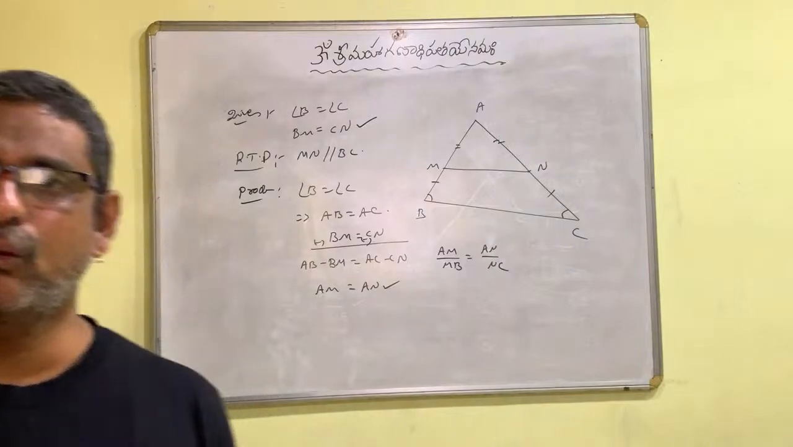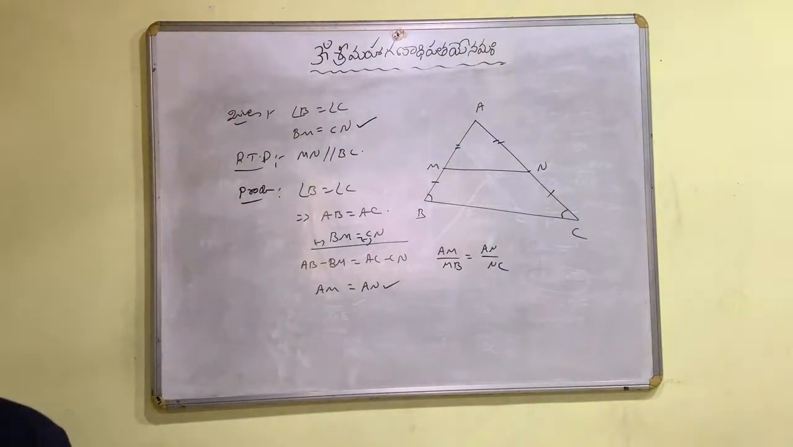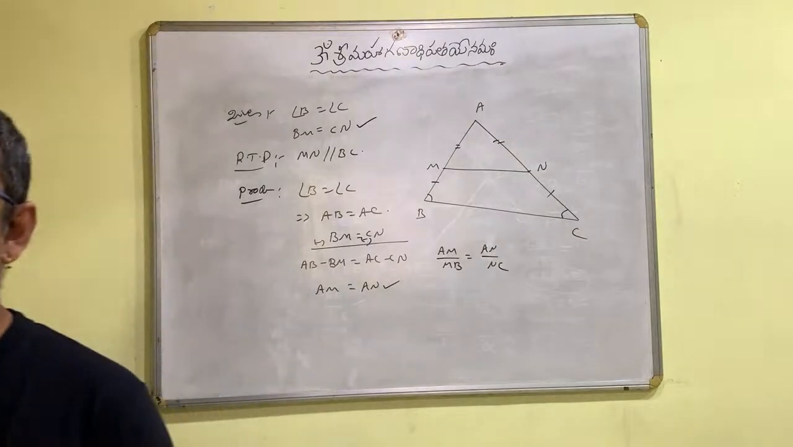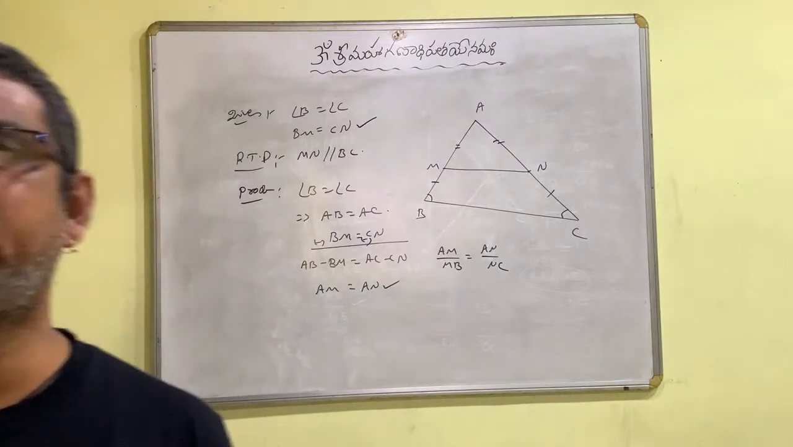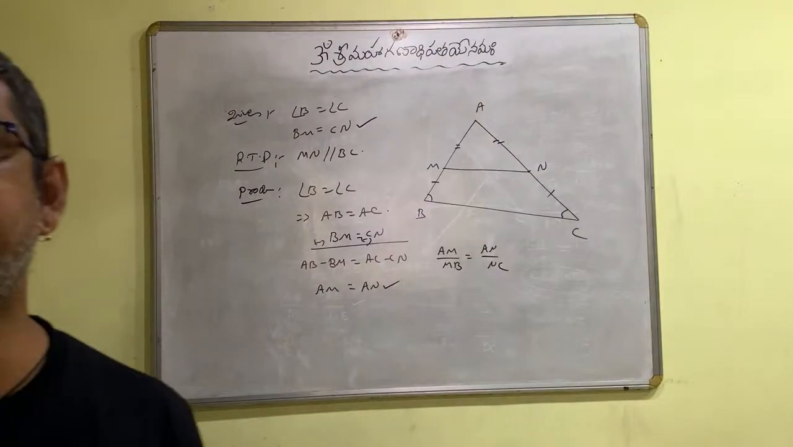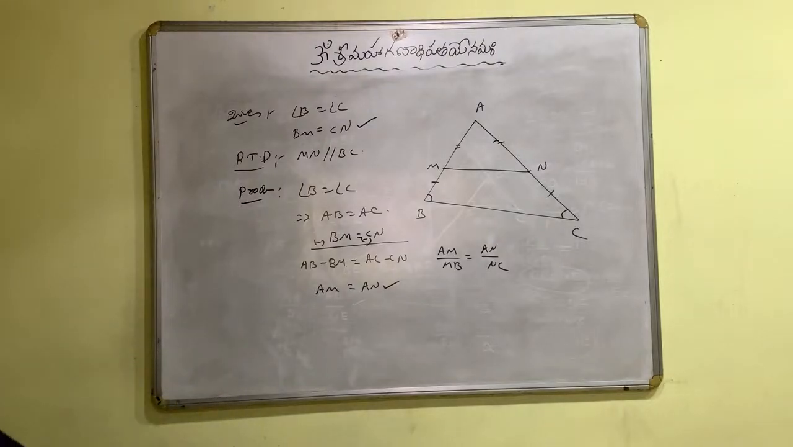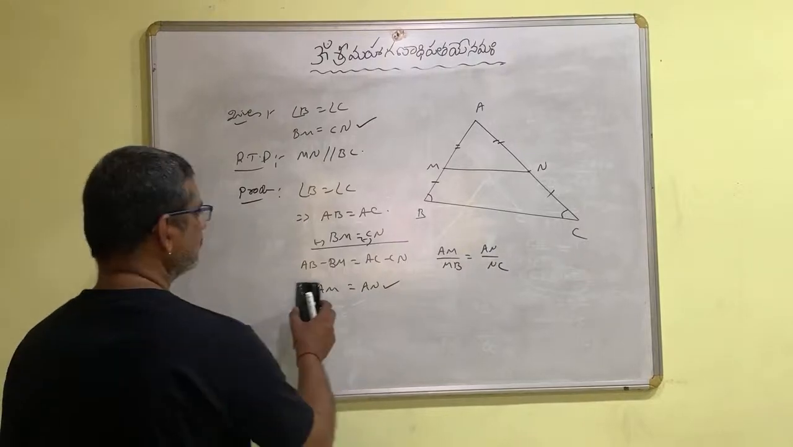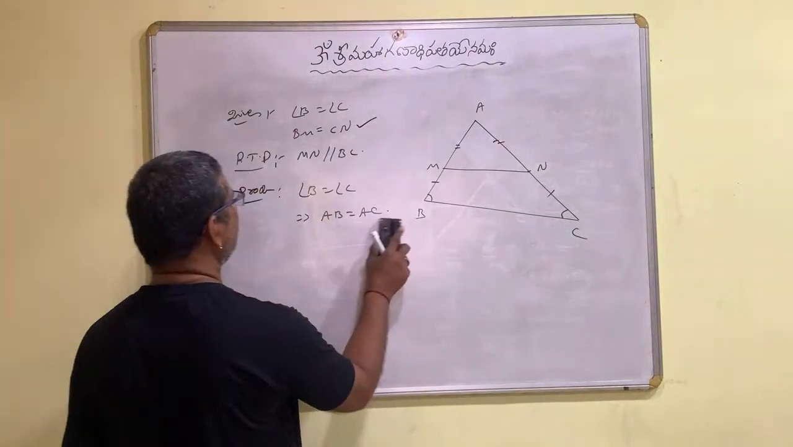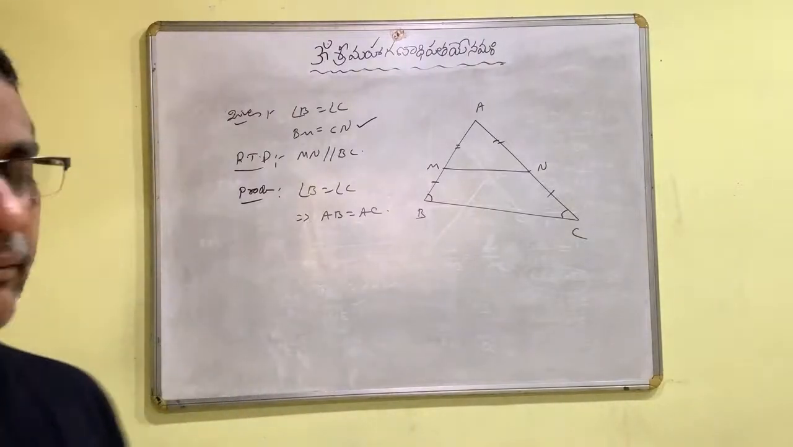Yes, correct. No need to subtract. AB equal to AC, MB is equal to NC. So AB by MB equal to AC by NC. By the converse of the basic proportionality theorem, MN is parallel to BC. Very good, no need to subtract even.